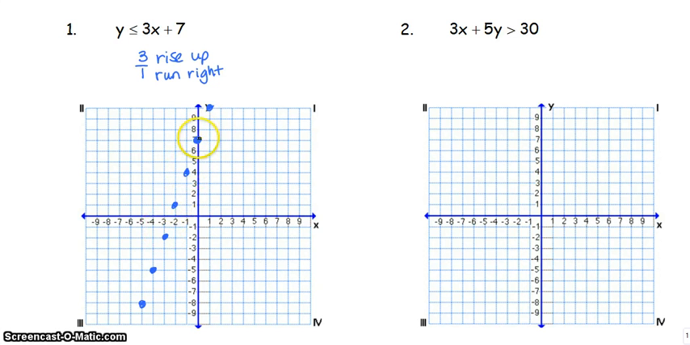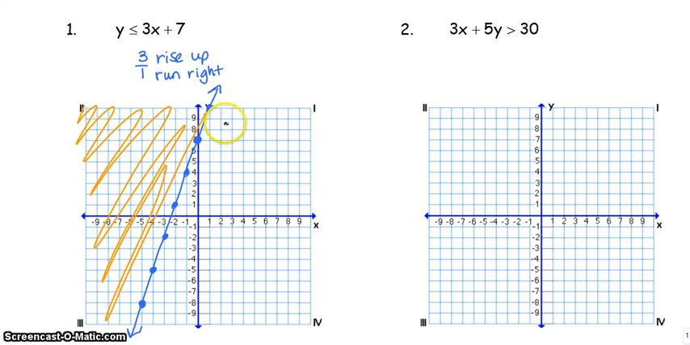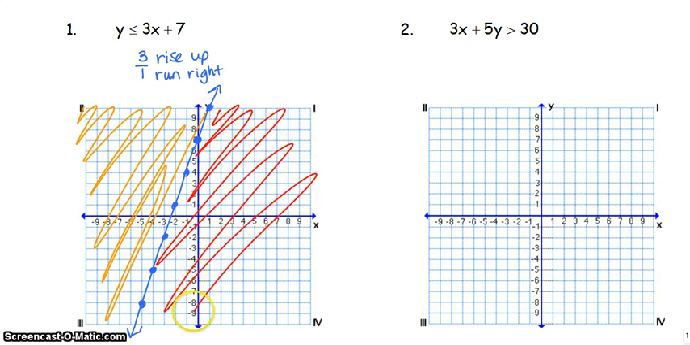We think about the symbol we have. If it's less than or equal to, I'm going to include that line. So I'm going to have a solid line showing that it can be equal to that line. Now I have to think about the portion of my graph I'm going to include. I have to ask myself, am I going to include everything over here or everything over here?